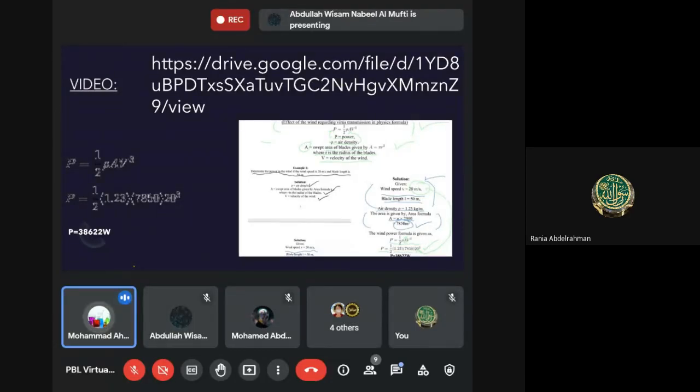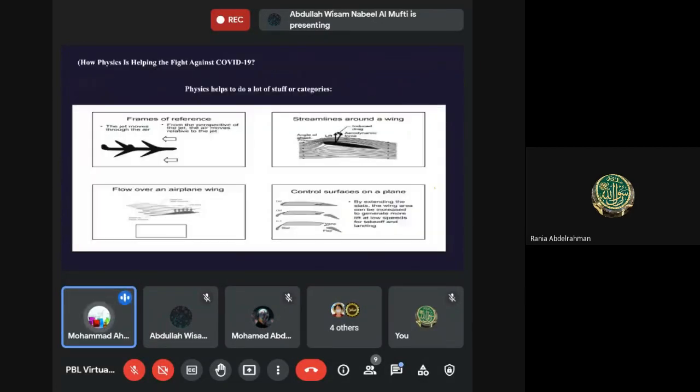We can use the formula of the effect of wind regarding virus transmission in physics. We use this formula to get the droplet transmission. We understand here how to apply it and get the effect of wind on the virus. We applied the formula with the numbers and we got it. And here is how physics is helping to fight against COVID-19.